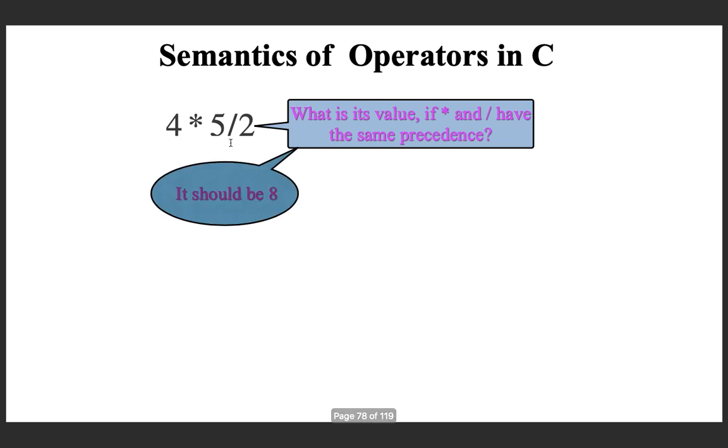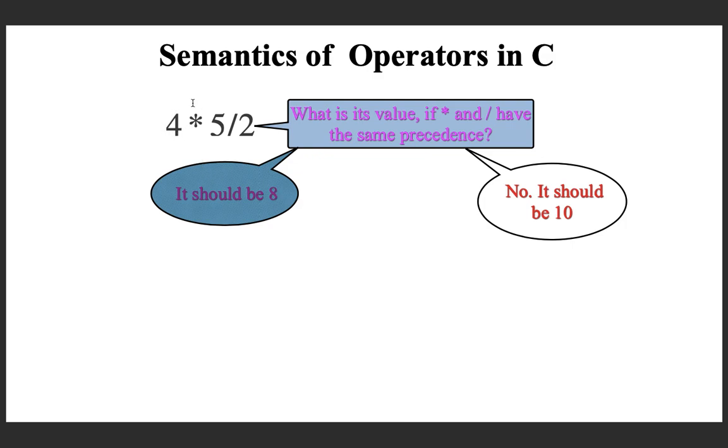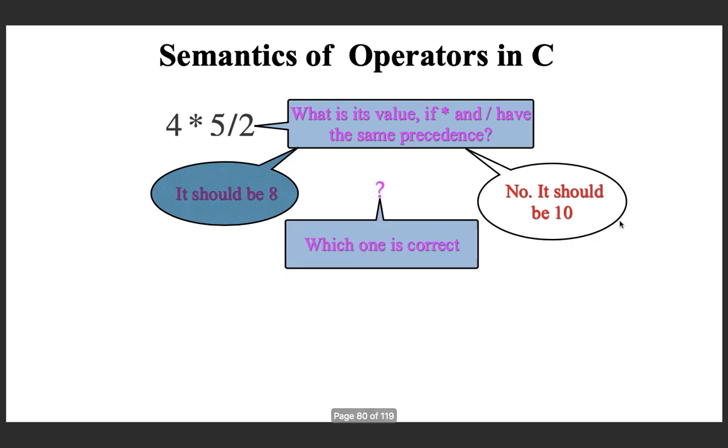So one can say it should be 8. Why? Because she thinks that 5 will be divided by 2. Both are integers. So it is 2.5 and the integer result is 2. 2 will be multiplied by 4 and it will give you 8. Another person can say, no, it should be 10. He thinks that the multiplication will be performed first and then you will get 20 divided by 2, which is 10. So both are possible answers. So what is the correct answer?